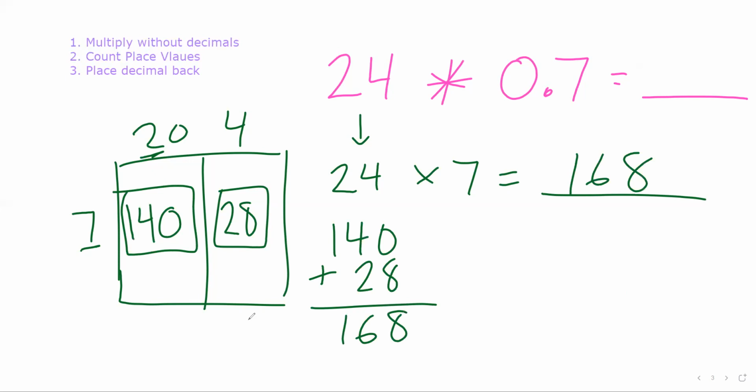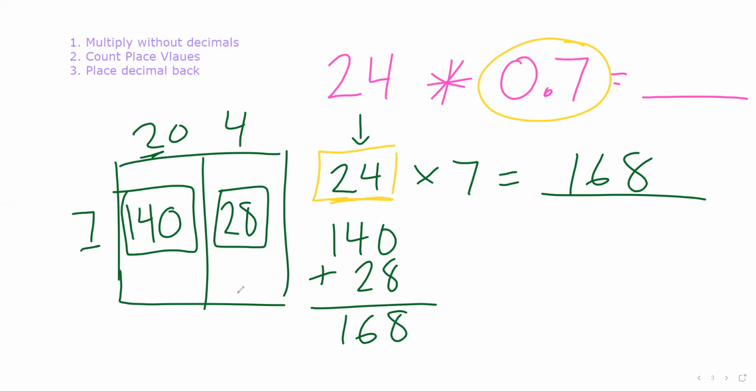But now I've got to think about those place values. Now, what we did learn already, and this is where estimation could come in handy, is that we just multiplied by something smaller than 1. So my answer should actually be smaller than 24.